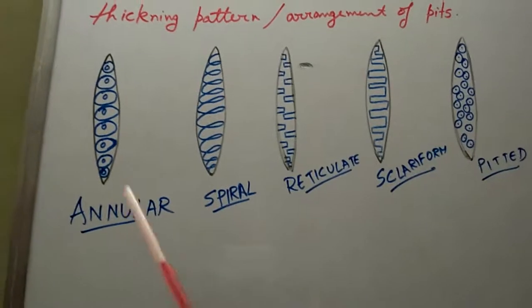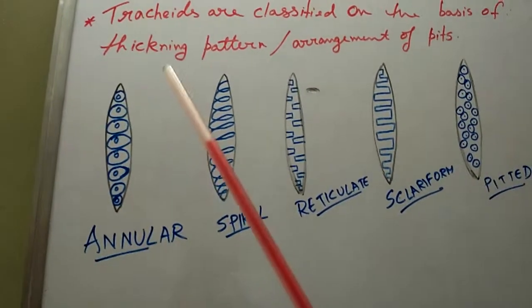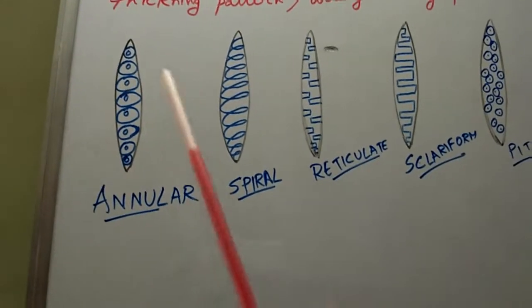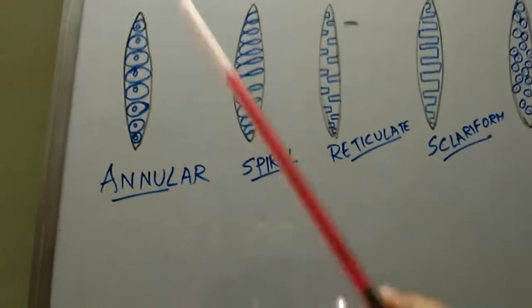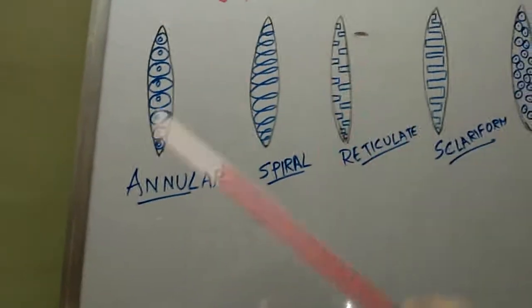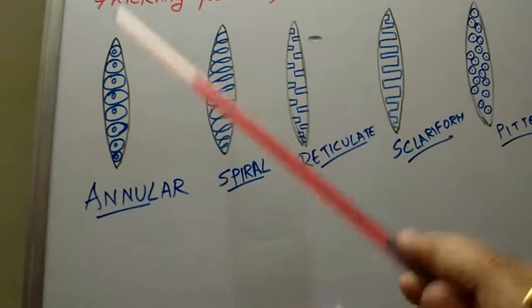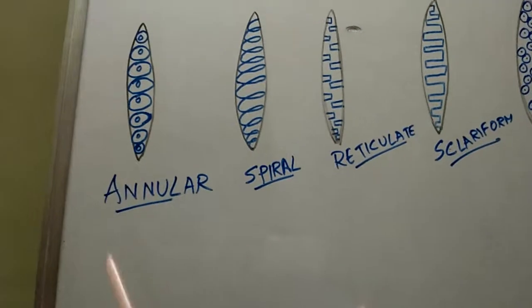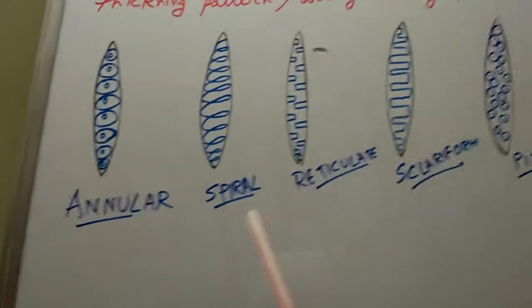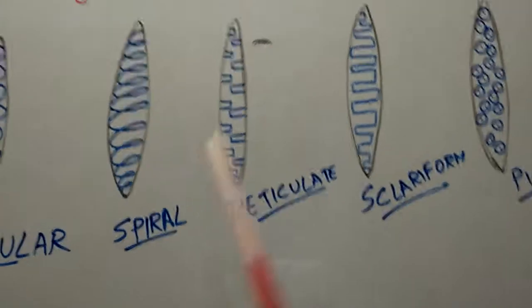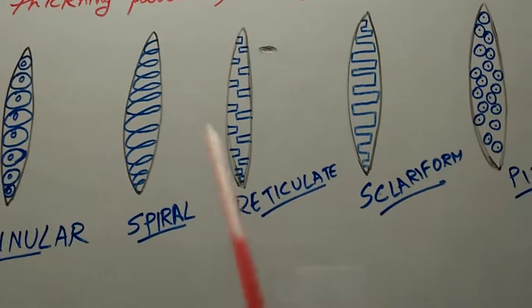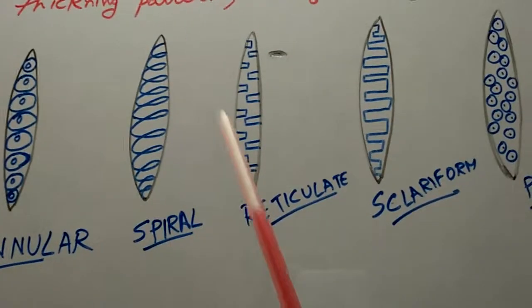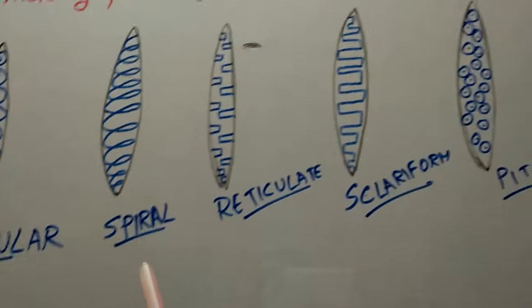The first one is the annular type of tracheids. You can see the thickening arranged in a regular fashion. These are arranged one above the other in a vertical arrangement, in a row. This type of tracheid is known as annular type. The second one is spiral type. You can see this is forming a coil-like, helical structure, a spiral coil, and this is the spiral type of tracheid.